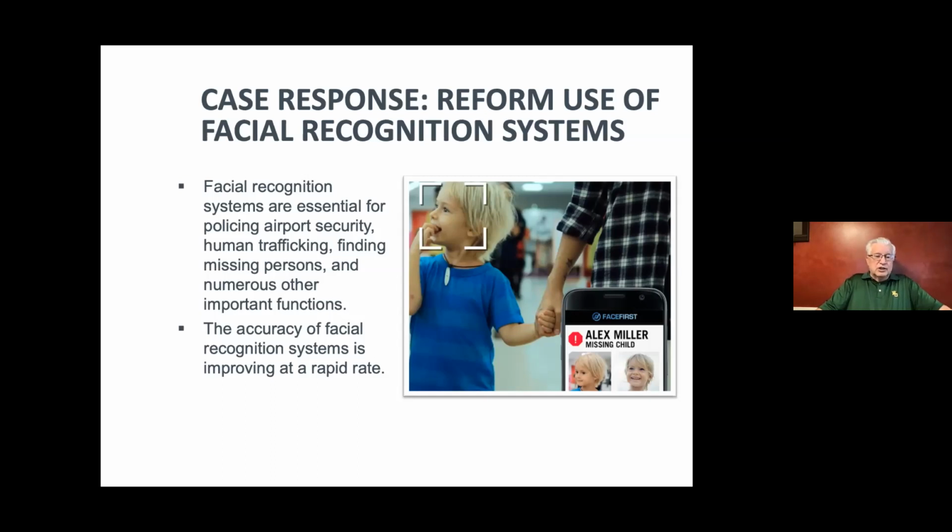You can also argue that the accuracy of facial recognition systems is improving at a rapid rate. There's one example that makes the rounds in attacks on facial recognition systems, which applied the technology to current members of Congress, I think in the last session. And it identified quite a number of members of Congress, including a number of members of the Black Caucus, as matching a criminal profile.